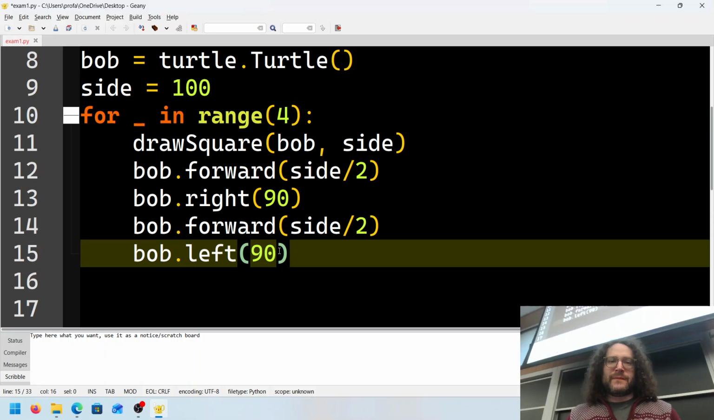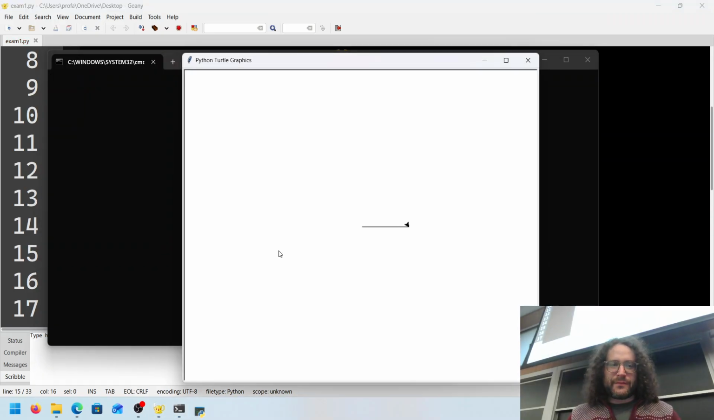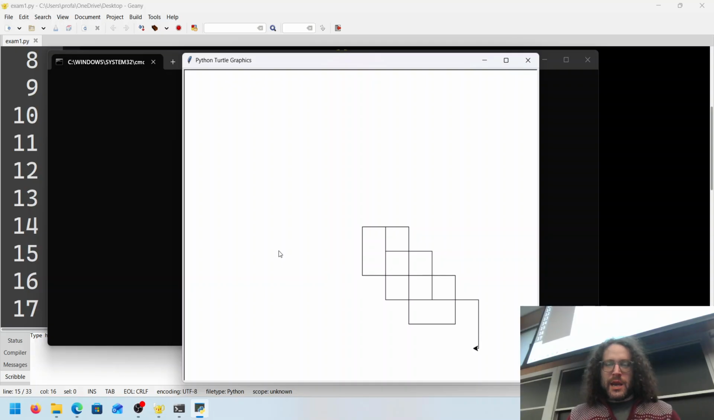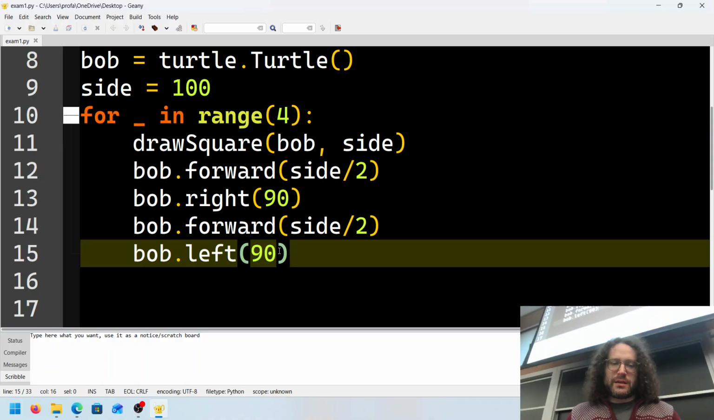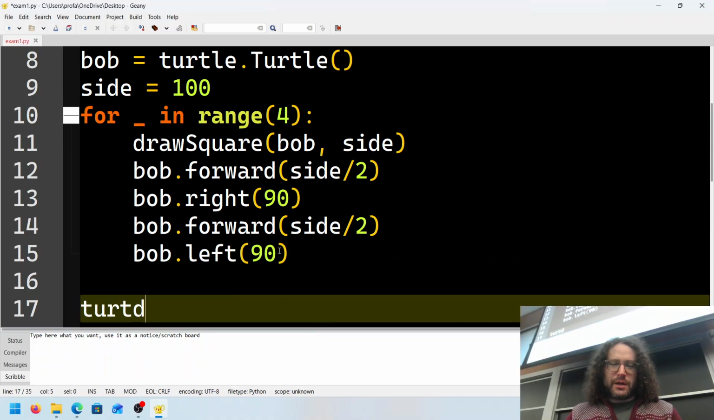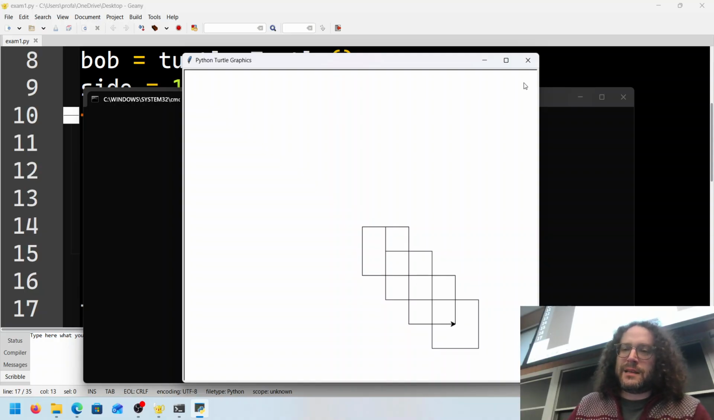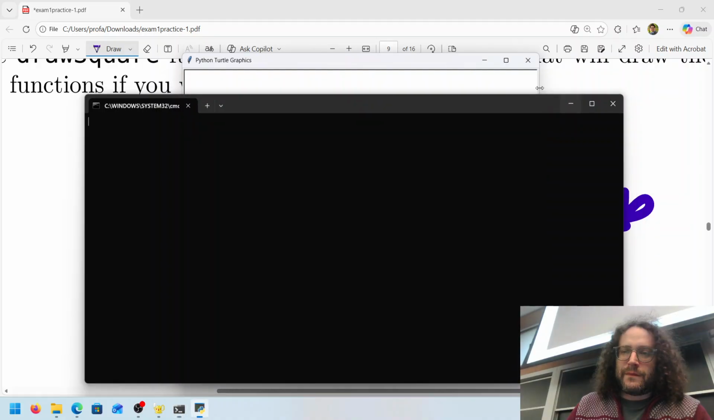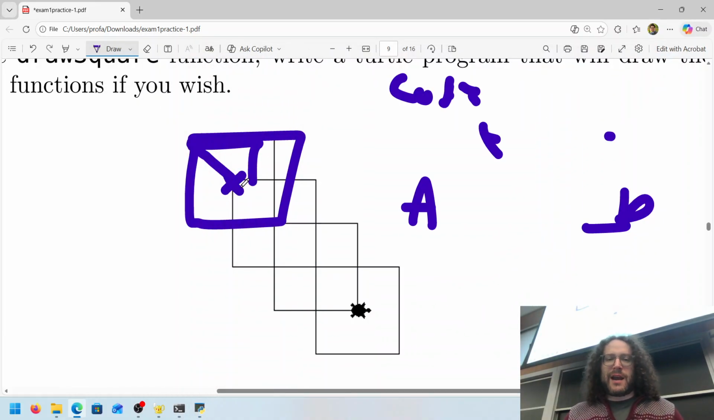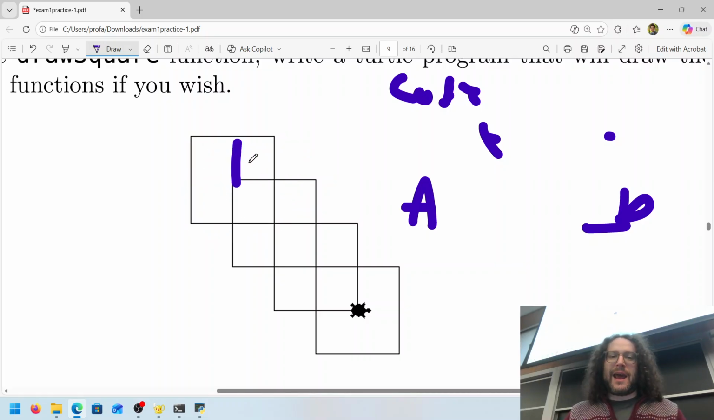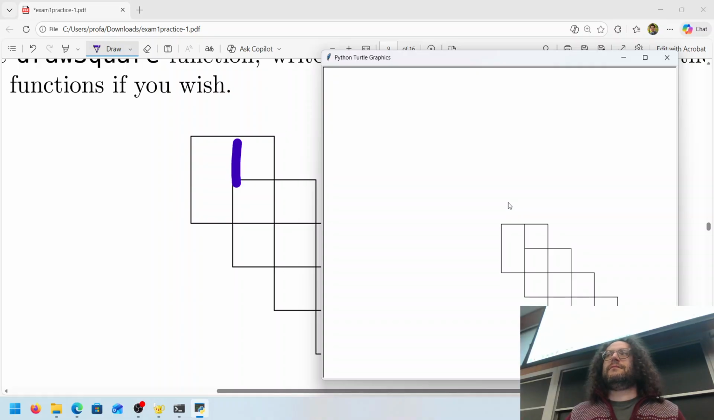Make sense? So now, if I run this code, 1, 2, 3, 4, and I've almost got it. Whoops. Let me show you what the difference is. Turtle dot done. 1, 2, 3. So the only difference is, in my answer, my answer adds an additional line right there. Make sense?